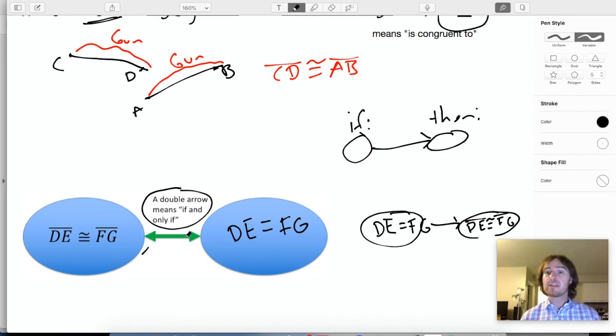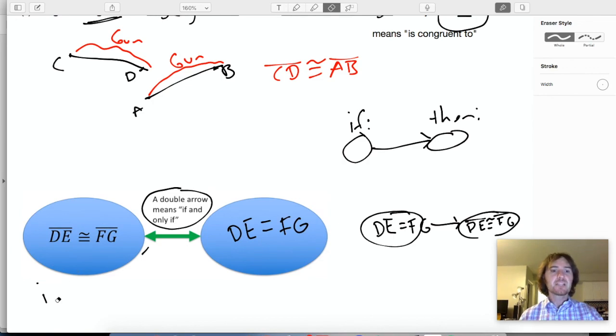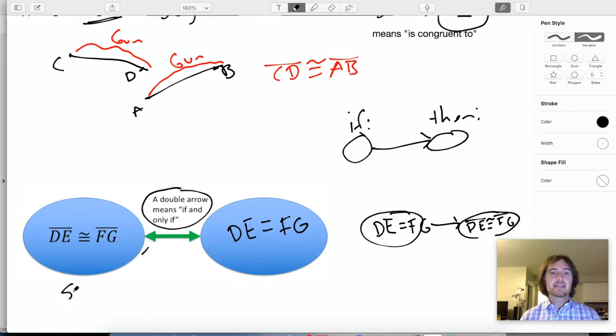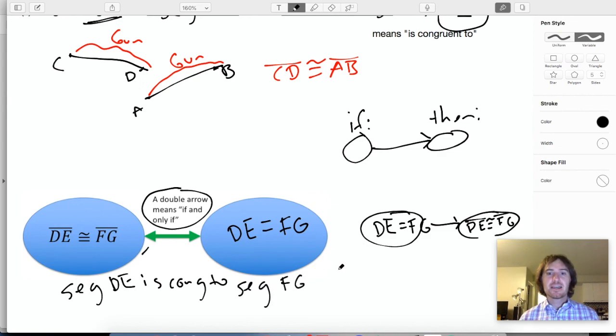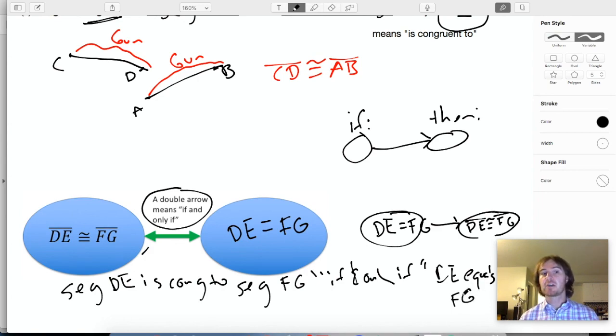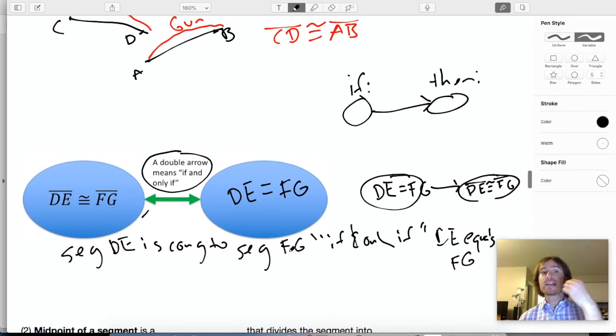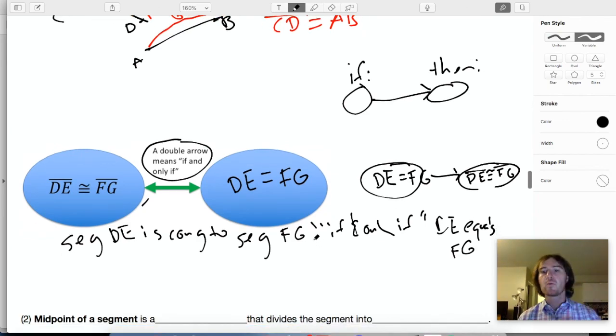And what the arrow literally translates to is something called "if and only if." If I put this into words, I'm going to erase this real quick. The way we'd actually say this in words is: segment DE is congruent to segment FG if and only if DE equals FG. Distance DE is equal to distance FG. That's the only way that segment is going to be congruent, if and only if the distances are the same. The "if and only if" in between tells us that it can go both ways. I'm not sure if that makes sense, so maybe we need to keep talking about it and see more examples.